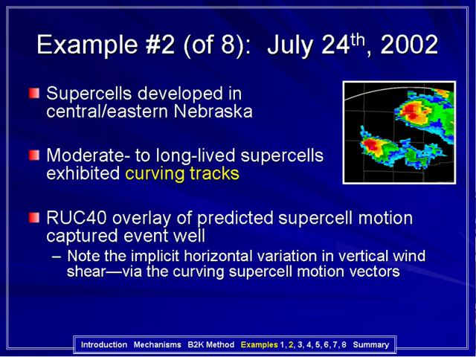In the previous example, we looked at a supercell that took a very hard right turn, but in this example, we're going to see some supercells that exhibited a gradual right turn or some curving tracks, and we'll see how well the RUC 40 captured that motion. Here are the supercells as they appear in reflectivity. We're actually going to look at a storm total precip animation.